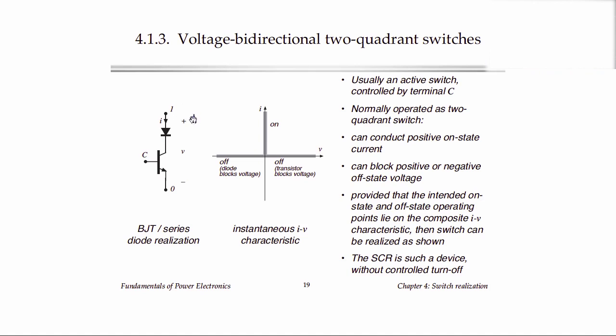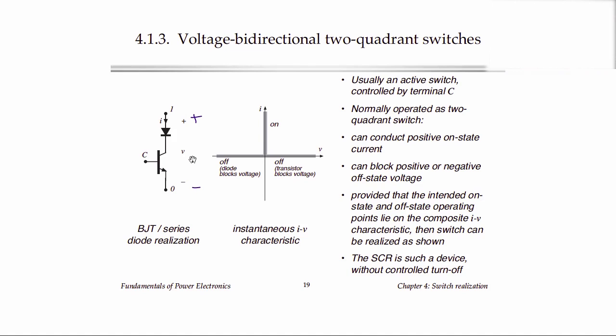With positive voltage across the switch network, we can block this voltage by turning off the transistor, and then it operates in the normal fashion when it's turned off to block the voltage. So the diode in this case will be forward biased, but still no current will flow because the transistor will block.